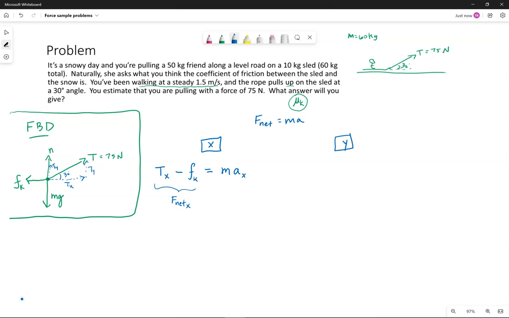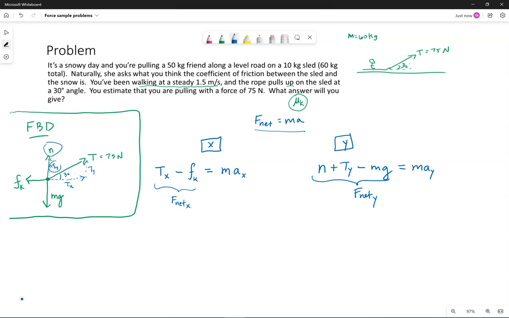In the Y direction, though, I want to write out the same thing. In the y direction, coming back to our free body diagram, we have the normal force pointing upwards. We have this y component of the pull or tension pointing upwards. We have the force of gravity pulling downwards. So all of this together represents the net force in the y direction. And again, to make this a complete equation, we would set this equal to ma, where that's specifically the acceleration in the y direction.